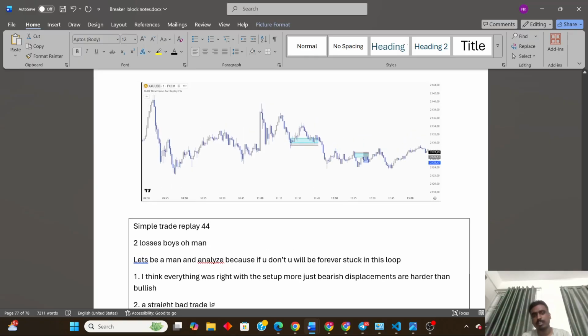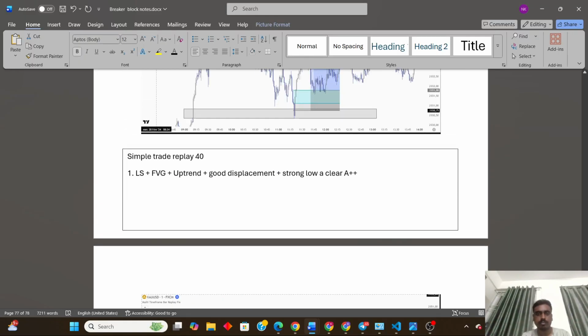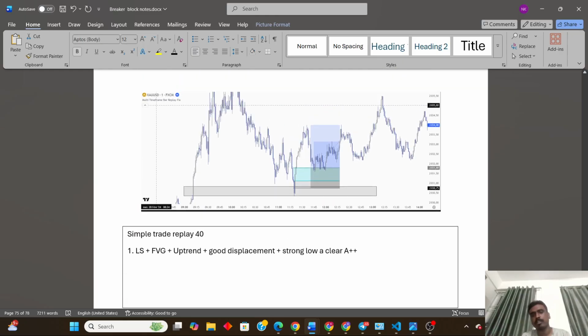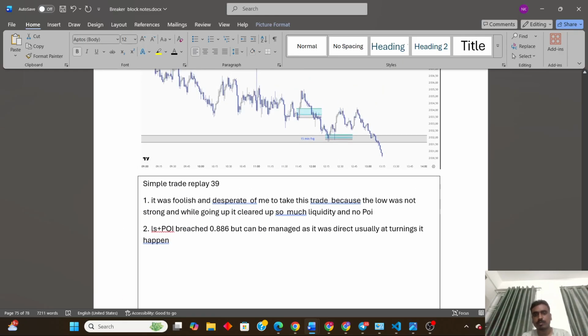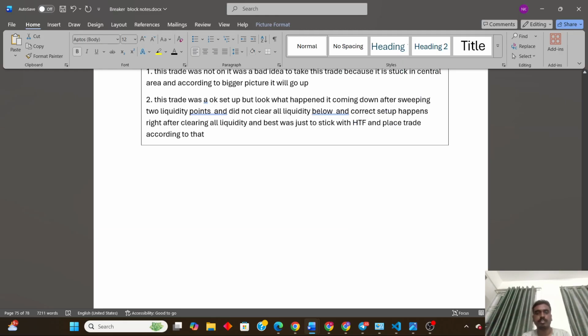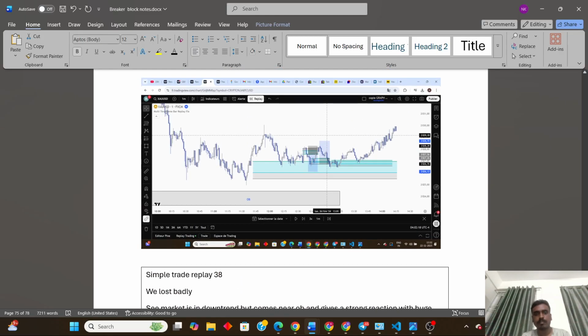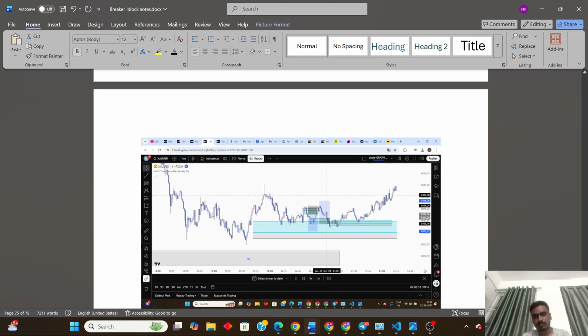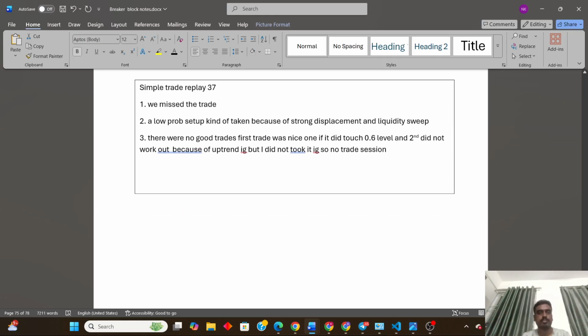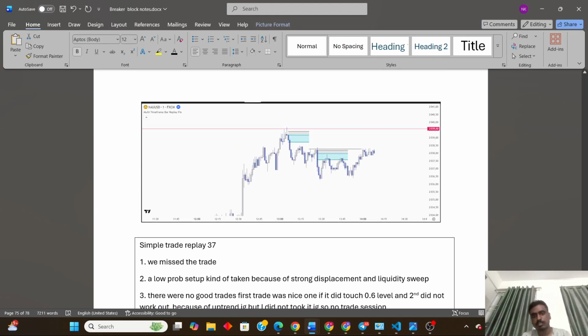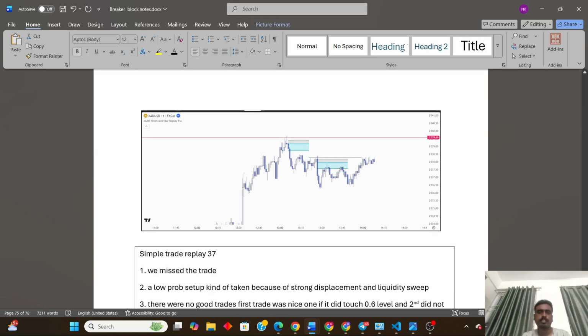See how foolish I was to take this trade. I'm ignoring these displacements. This reaction coming from where? An FVG, right? This reaction coming from where? A 15-minute FVG, right? This was my mistake. I ignored the higher time frame and just got stuck in this lower time frame nonsense. This reaction is coming from the liquidity sweep.